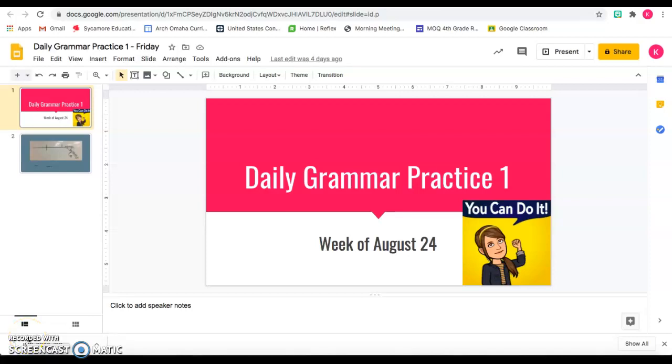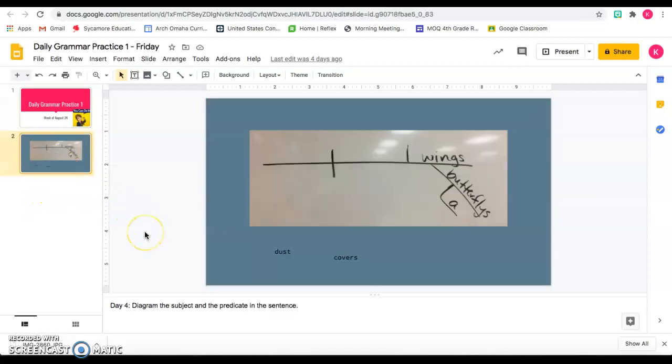All right, we are on our final day of DGP for this week. In this sentence, we're still using the same sentence, dust covers a butterfly's wings. So on the final day of DGP, we are going to diagram our sentence. So we look at our second slide.